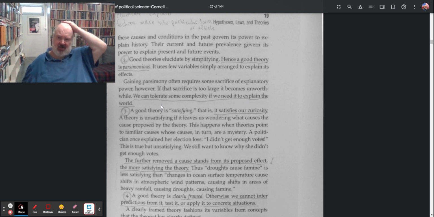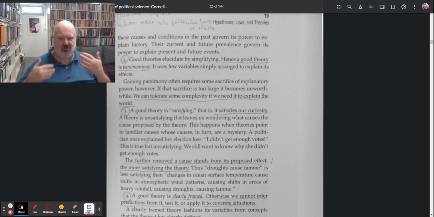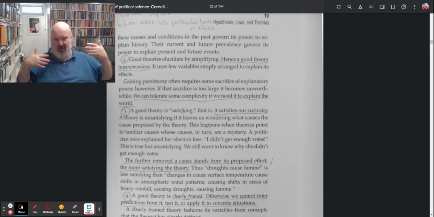Now, this is the famous Occam's razor, as it's called in logic. In other words, the most obvious, clear, and simple answer that satisfies the situation is preferable to something that's very complex or complicated, right? That's the idea. It's the same thing as parsimonious: a simple solution.